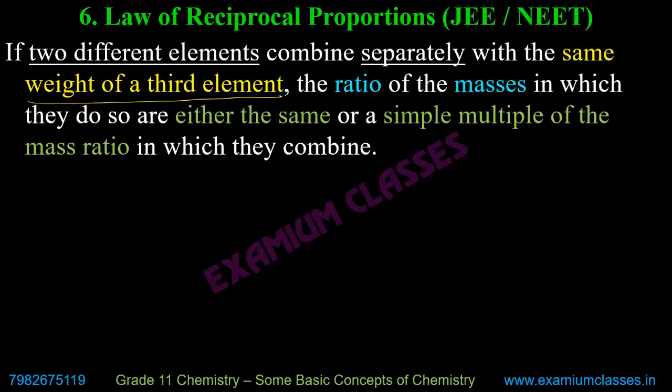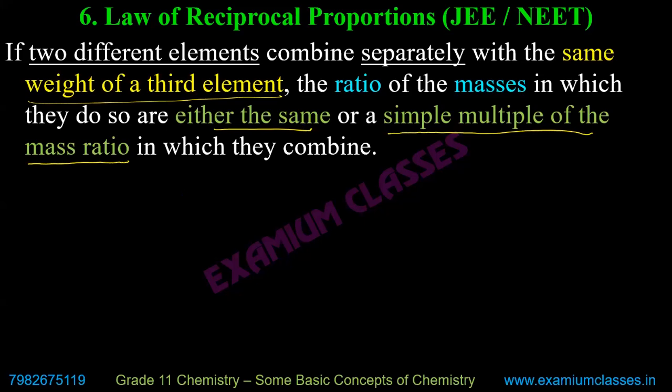Now, if you understand what it means, here instead of the ratio of masses, basically we are comparing the ratios. So if you read it again, it says simple multiple of the mass ratio. So it is a multiple of the ratio, not a multiple of the masses. That is slightly different. So either the ratio will be the same or the ratio will be a multiple of the ratio. Understand what I mean?